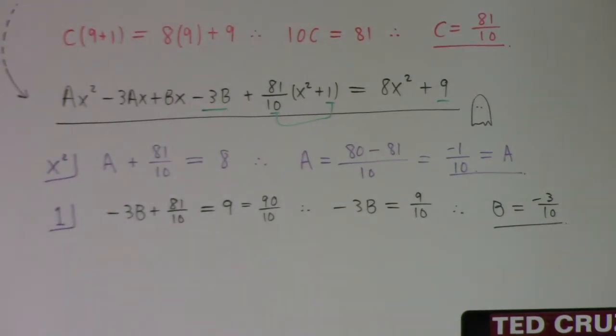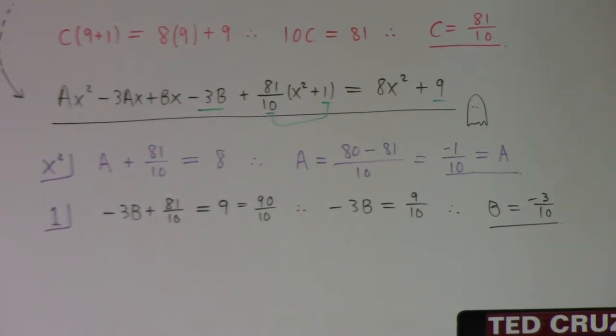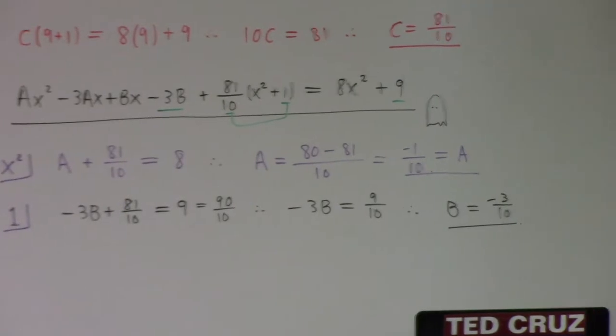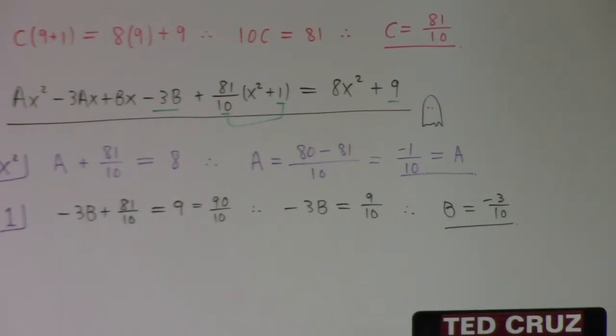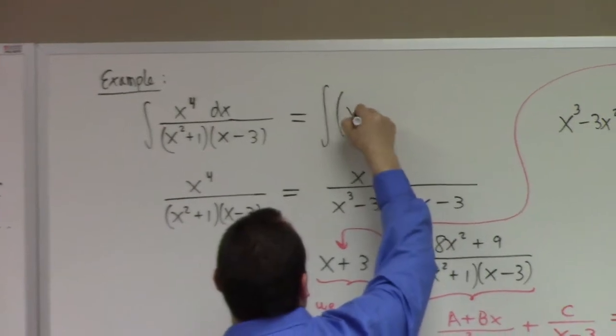Let me check my work. 90 minus 81 is 9, and 9 over minus 3 is minus 3. The 10th rides along. And there you have it. So returning to the start of all this, what we really have is the integral of x plus 3.